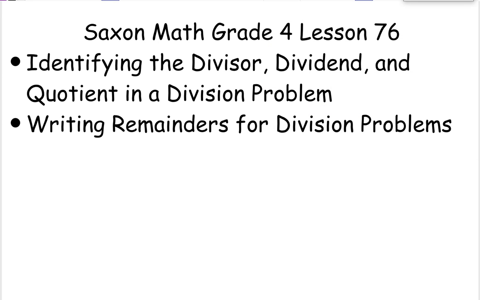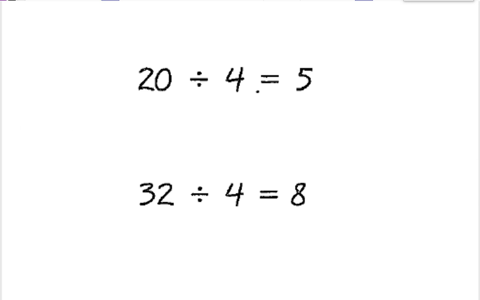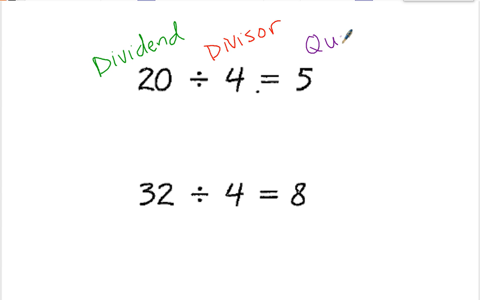Hello everyone, today's lesson is lesson 76, identifying the divisor, dividend, and quotient in a division problem, and then writing remainders for division problems. So here in this number sentence, we have 20 divided by 4 equals 5. The 20 is what's called the dividend. That's the number we are dividing. The number 4 is called the divisor. And the number 5 is called the quotient.